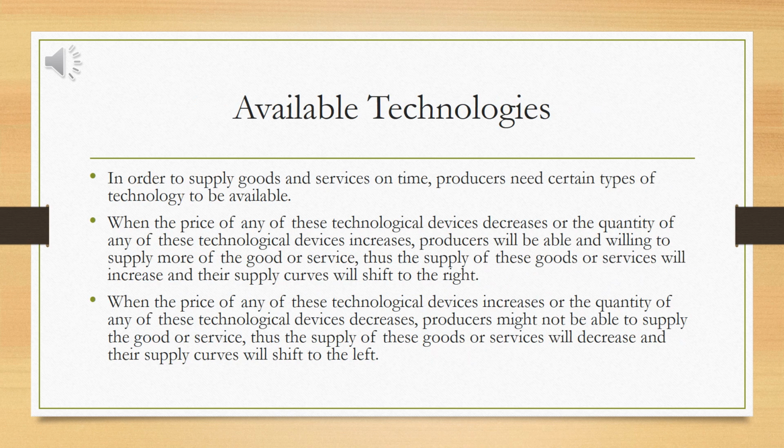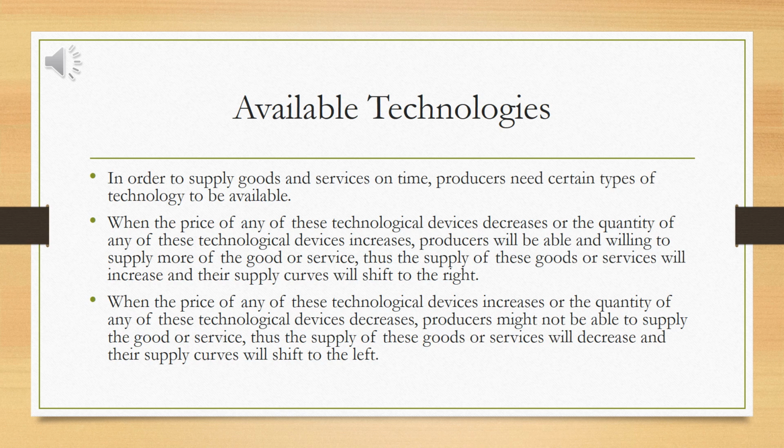In order to supply goods and services on time, producers need certain types of technology to be available. When the price of any of these technological devices decreases, or the quantity of any of these technological devices increases, producers will be able and willing to supply more of the good or service. Thus, the supply of these goods or services will increase and their supply curves will shift to the right.